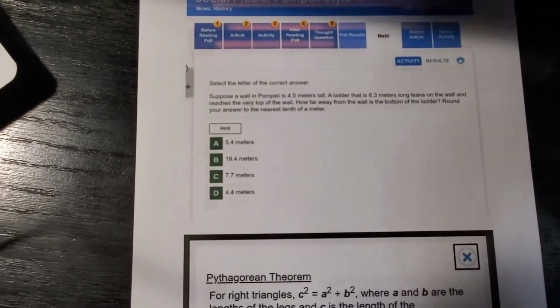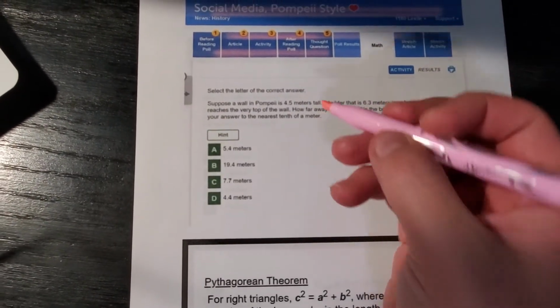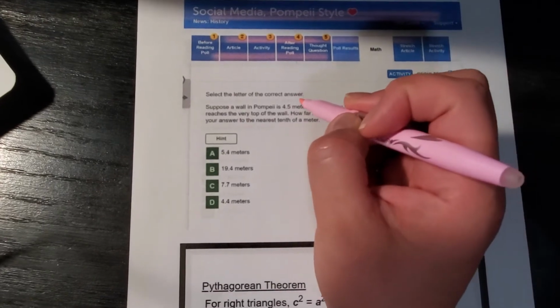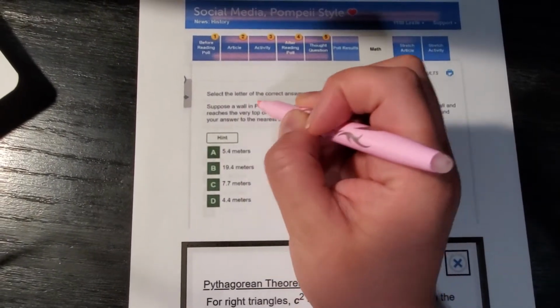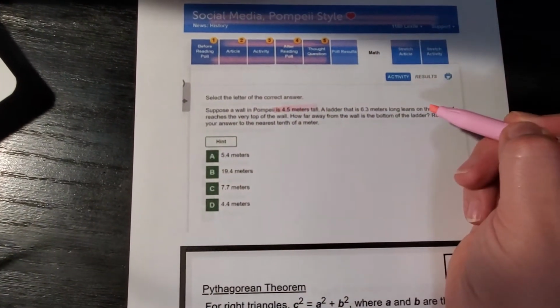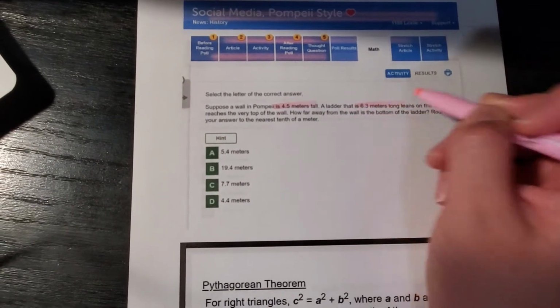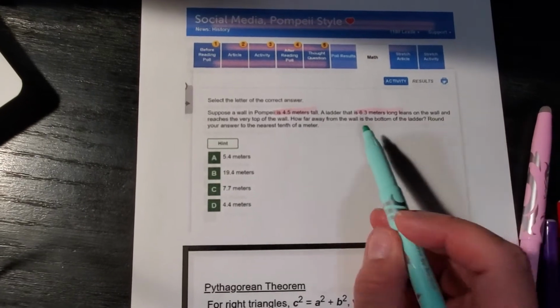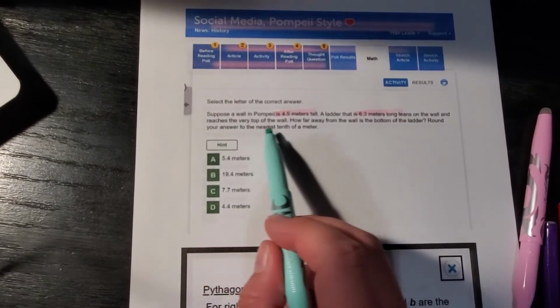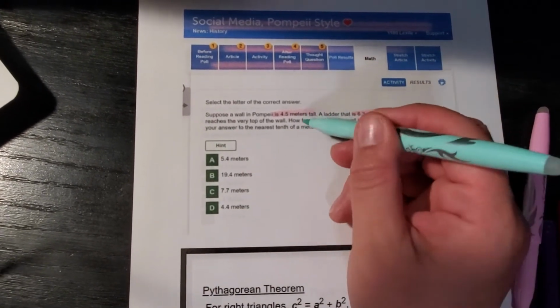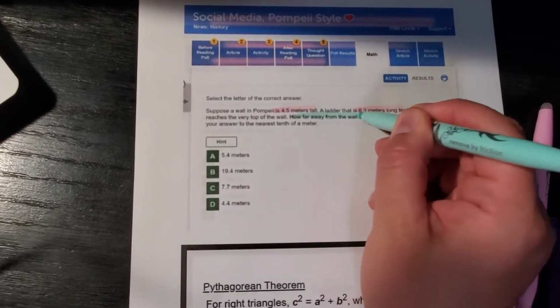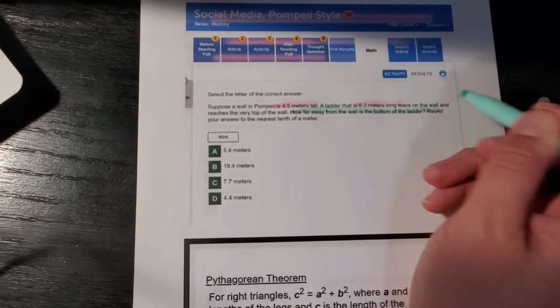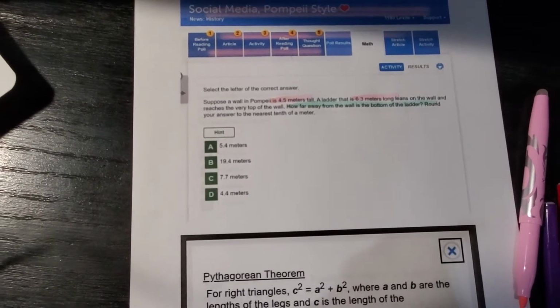All right, if we're taking a look at this first example, we're seeing that they're telling us a wall in Pompeii is 4.5 meters tall and a ladder is 6.3 meters long. And then they're saying that the ladder leans on the wall and reaches the very top. And then they want to know how far away is the bottom of the ladder from the wall.